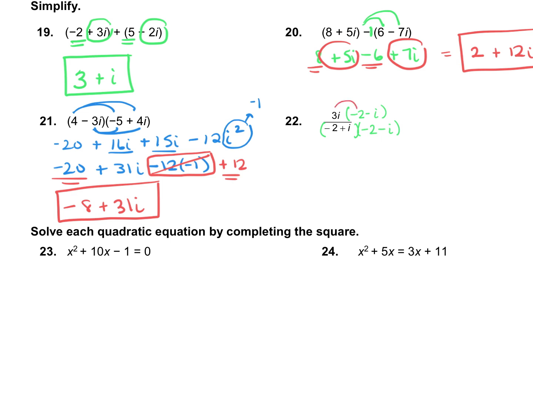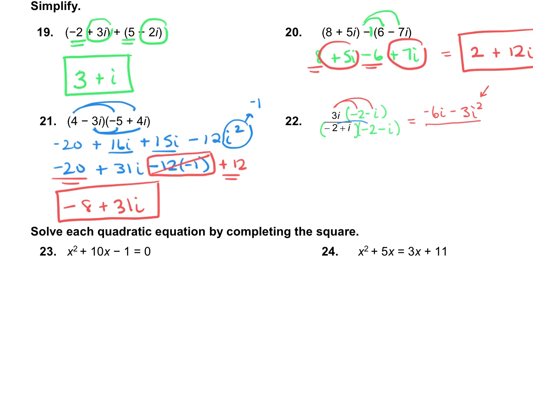We're just going to distribute. 3 times negative 2i is negative 6i. And then 3i times a negative I is a negative 3i squared. Now we know we're going to deal with that I squared. We'll just come back to that. That'll go over. Now let's multiply out the denominator.